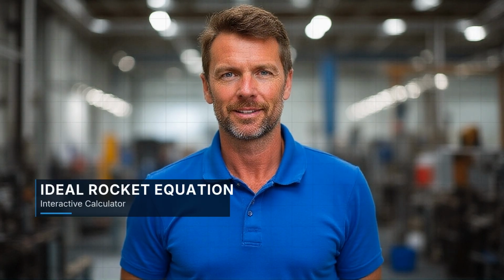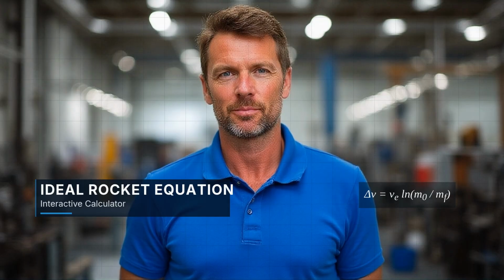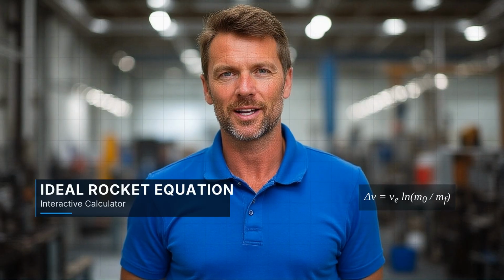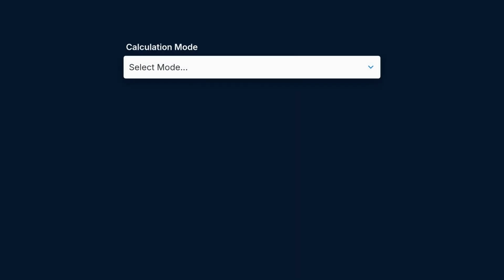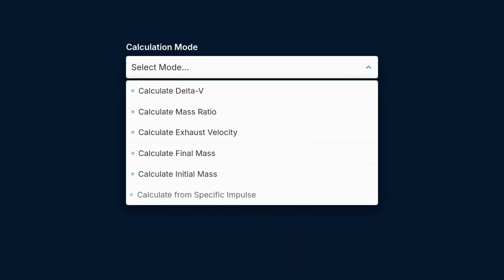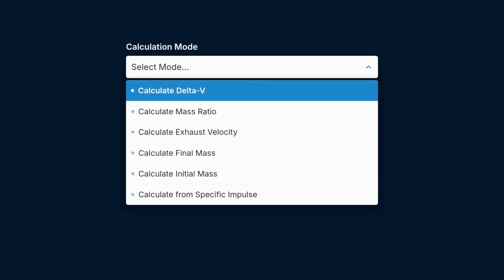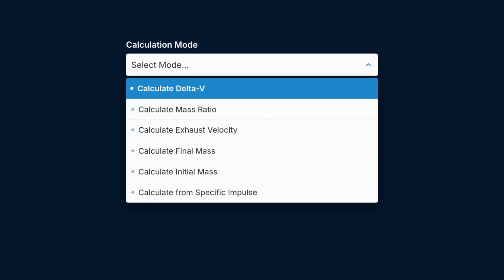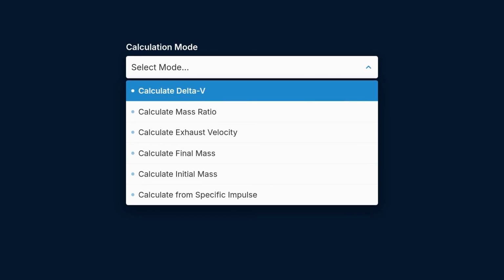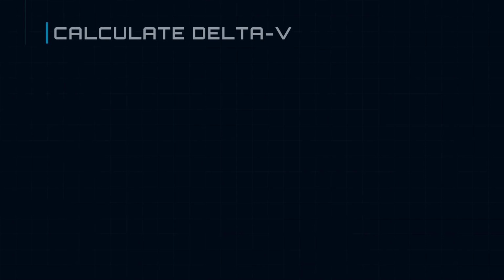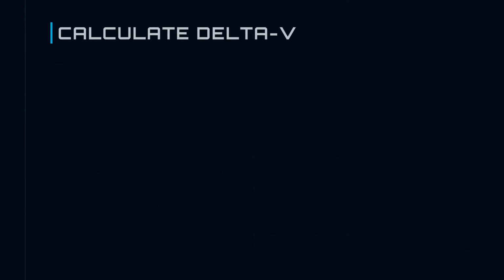This is the ideal rocket equation interactive calculator, which solves for key rocket propulsion parameters using Tsiolkovsky's rocket equation. The calculator has a drop-down menu for calculation mode with 6 options: calculate delta V, calculate mass ratio, calculate exhaust velocity, calculate final mass, calculate initial mass, and calculate from specific impulse. For this demonstration, I'm using calculate delta V.